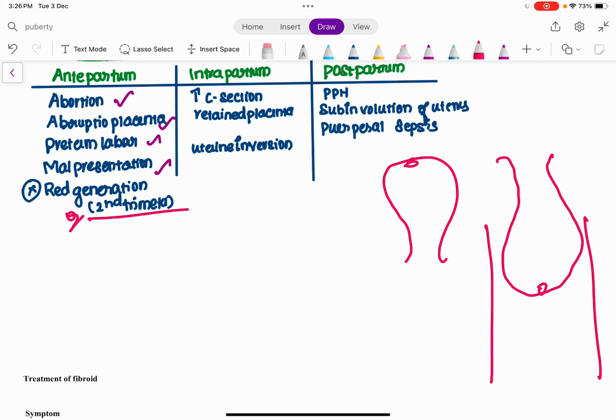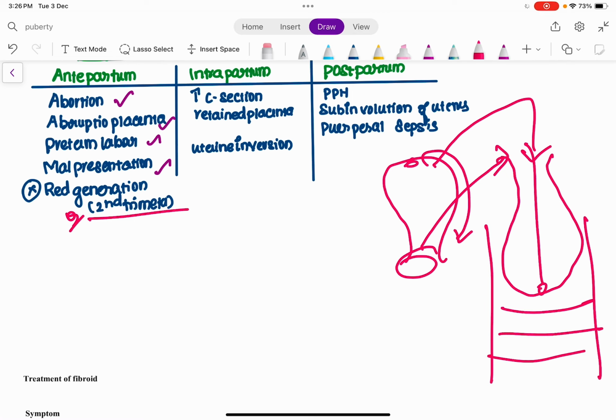So if this is the vaginal tract, this is going to get inverted, right? The fundus is going to come down and this portion is going to come up. The uterus is going to get inverted and it is going to come out through the vagina. So this is called as uterine inversion. So uterine inversion can also happen because of fibroid during the intrapartum period. So increase in chances of C-section, retained placenta and uterine inversion are the complications which are anticipated in the intrapartum period in a case of fibroid during pregnancy.